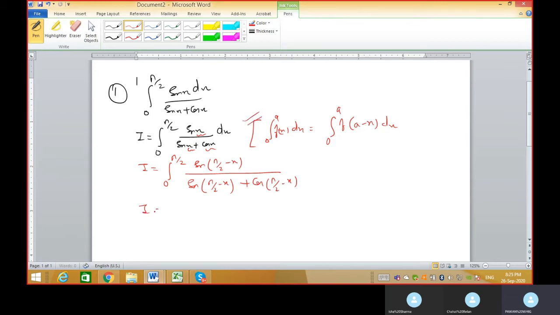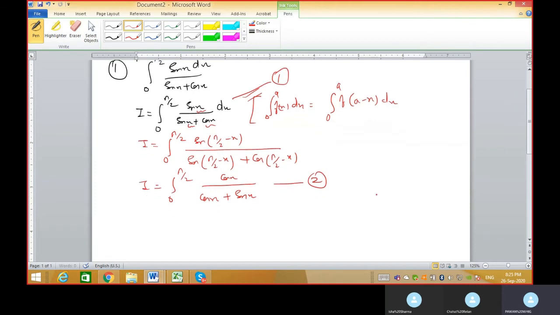See, once you apply this, sine pi by 2 minus x will become cos x. Similarly, this one becomes cos x, and this one becomes sin x. You let this be number 1, and this be number 2. Now, the very basic step you have to do is add 1 and 2.